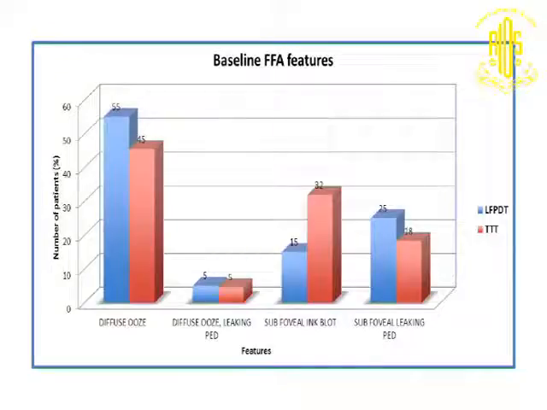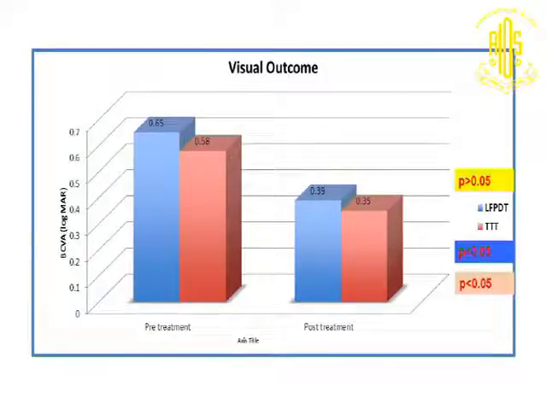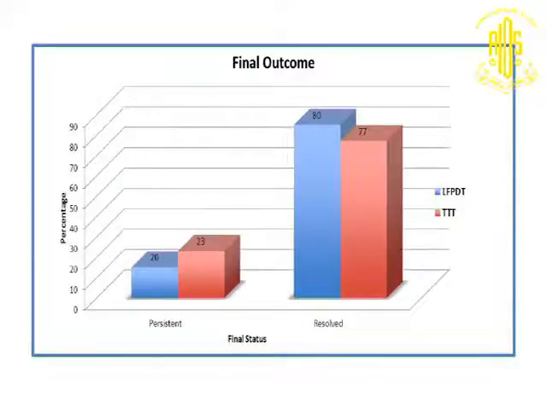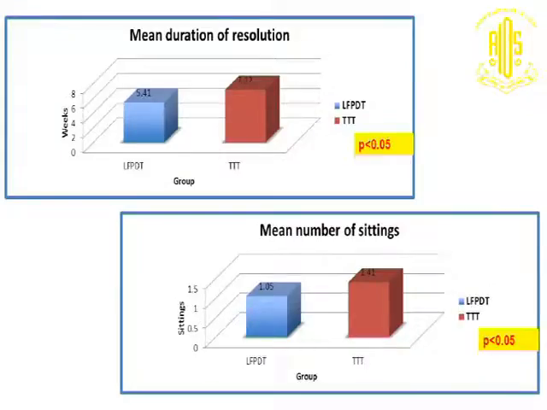You have the baseline FFA features for these patients also more or less similar, diffuse epitheliopathy or subfoveal blood, whatever it may be. So the visual outcome was similar between low fluence PDT and the subthreshold TTT, and it was significant in both the groups, whereas even the macular resolution was also around 80% and 77% between low fluence PDT and this technique, which is cost effective, around $50 for the treatment. And the only thing is, it took around 2 months on a mean for the TTT patient to resolve, whereas PDT took only 1 month to resolve. And the number of treatment sittings was also slightly more in the TTT arm.